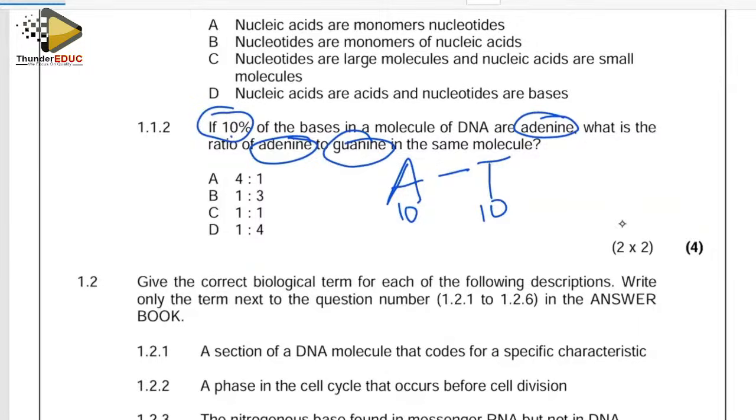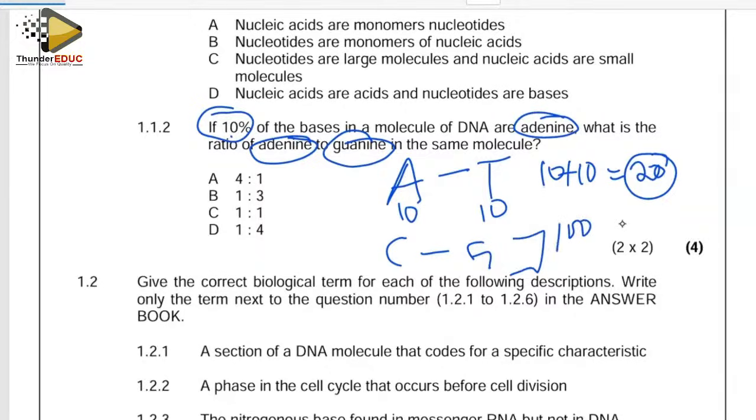Because if you have 10 left legs, how many right legs do you have? 10, because they are complementary. So 10 plus 10 gives 20. Remember, this is percentage, which means it's out of 100. C goes with G, so the balance is 100 minus 20, which gives me 80. 80 is for these two.